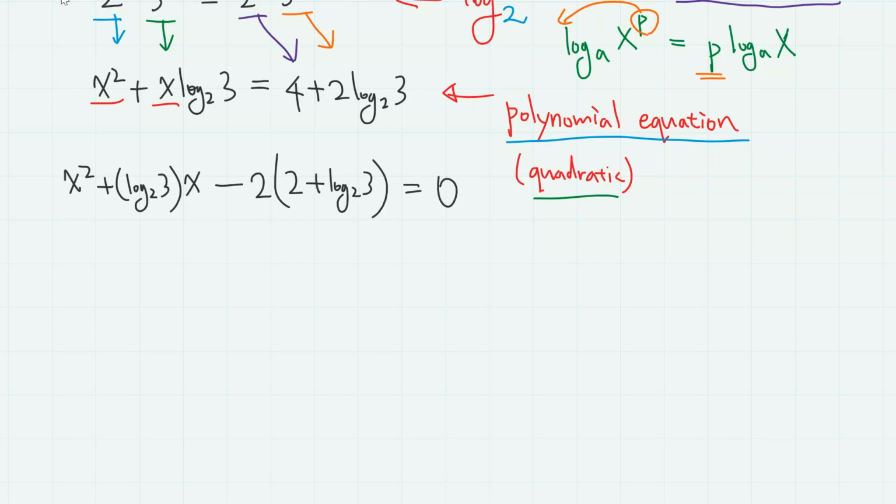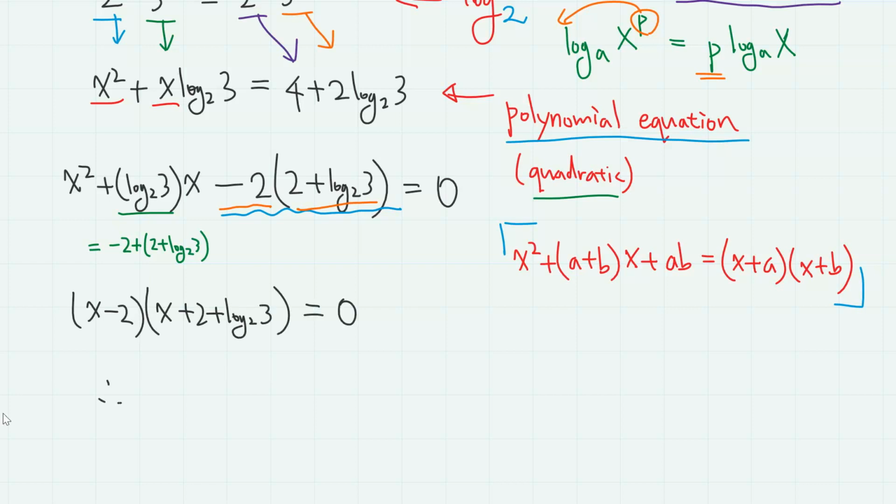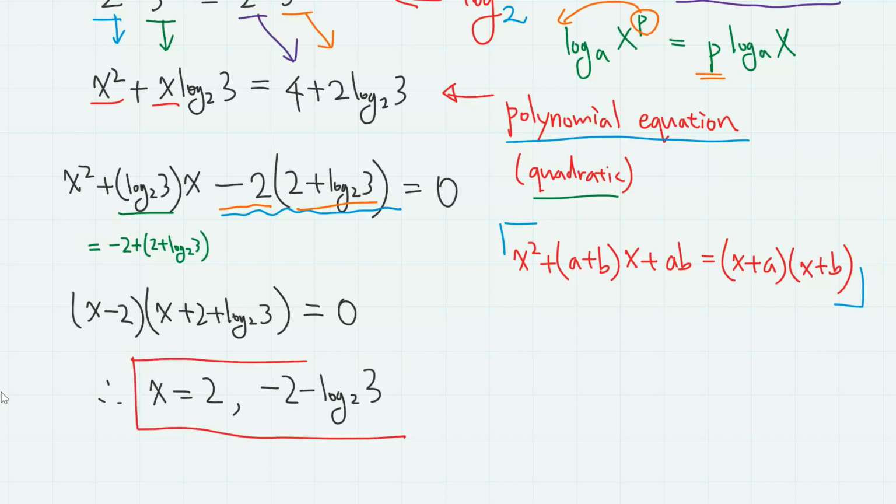Here, the left-hand side is actually factorable using this formula. Here we have this product, and the coefficient of x is actually a sum of minus 2 and 2 plus log base 2 of 3. So we have (x minus 2)(x plus 2 plus log base 2 of 3) equals 0, which gives x equals 2 and minus 2 minus log base 2 of 3. And that was the logarithm method.